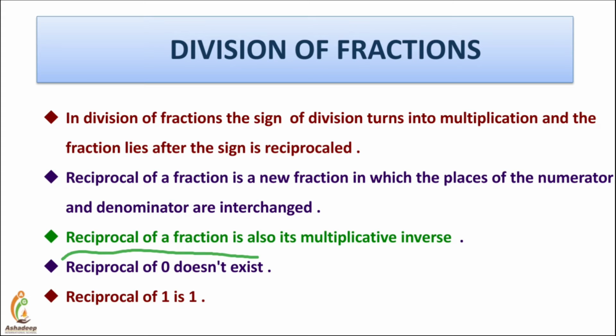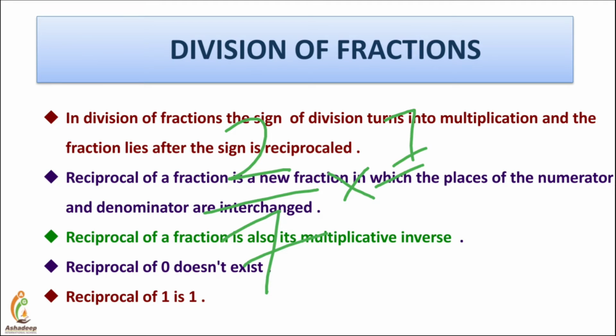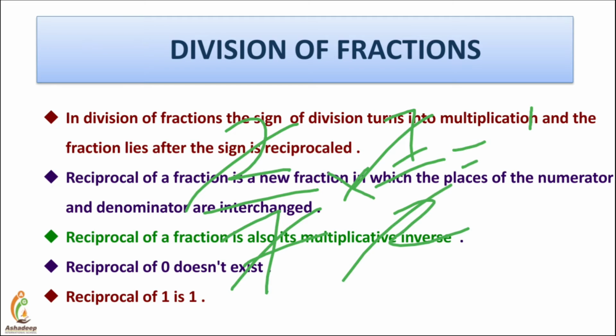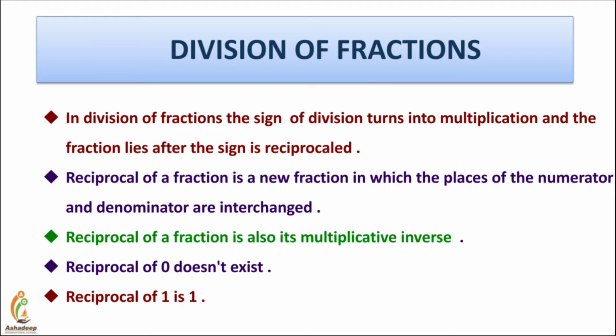Reciprocal of a fraction is also its multiplicative inverse. If we are multiplying 2 upon 7 by 7 upon 2, then the product which we will get will be 1, because 7 divided by 7 is 1 and 2 divided by 2 is also 1. So 1 divided by 1. So it is also called the multiplicative inverse of the fraction.